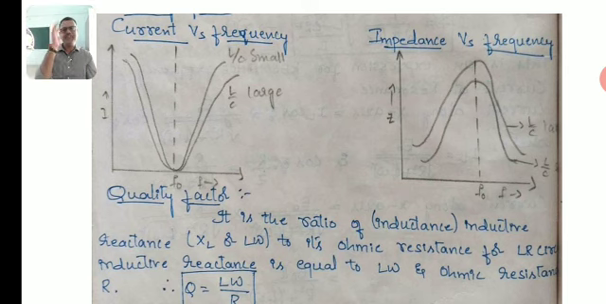Then what is quality factor? It is the ratio of inductive reactance to its ohmic resistance for an LR circuit. Inductive reactance is equal to L omega and ohmic resistance is R. Q is equal to L omega by R, so that gives the quality factor.